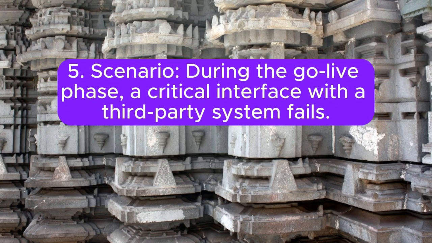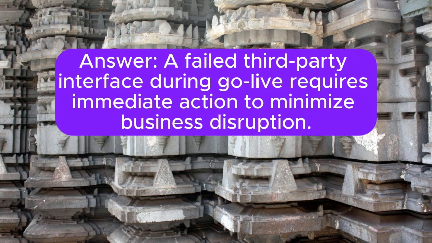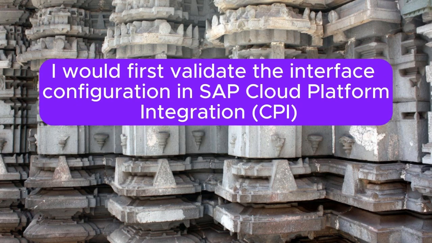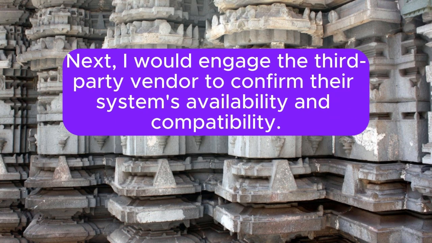5. Scenario: During the go-live phase, a critical interface with a third-party system fails. How would you handle this to minimize downtime? Answer: A failed third-party interface during go-live requires immediate action to minimize business disruption. I would first validate the interface configuration in SAP Cloud Platform Integration (CPI) to identify errors like incorrect mappings or authentication issues. Next, I would engage the third-party vendor to confirm their system's availability and compatibility.